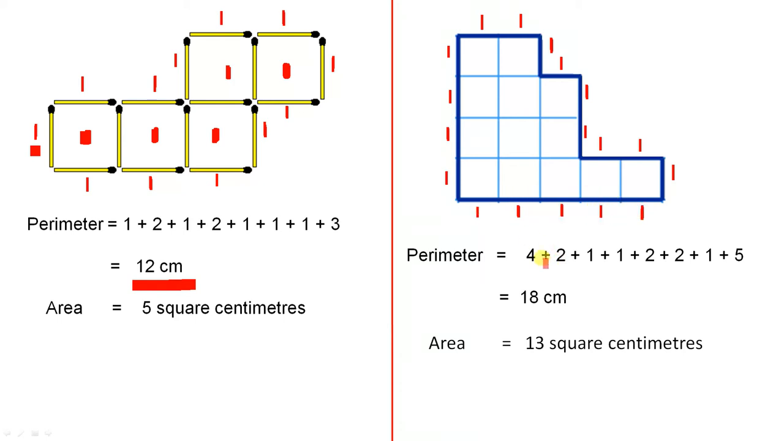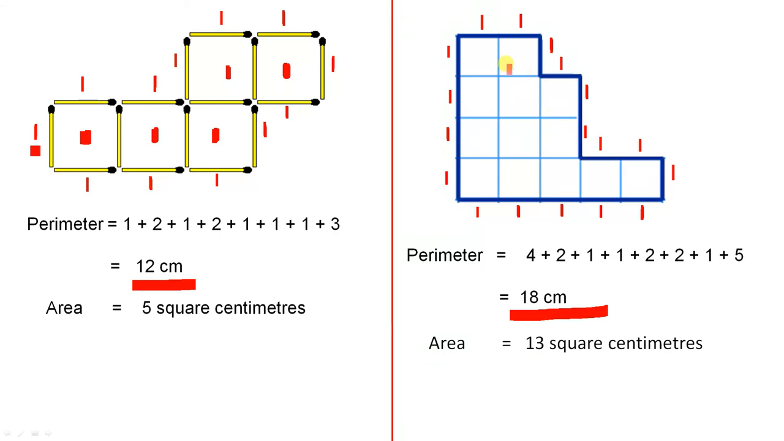So we have the 4, which is that side. The 2, which is that side. There's the 1 and the other 1. That's the 2. That's the other 2. That's the 1. And that's the 5. When you add all those up, 4 plus 2 is 6, 7, 8, 10, 12, 13, plus 5 is 18 centimetres. So that's your perimeter.